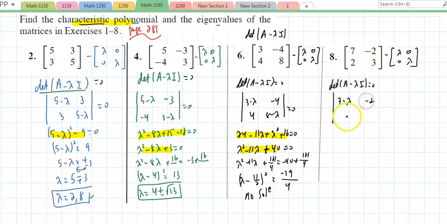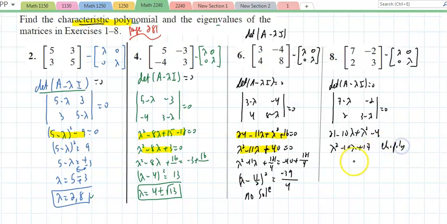7 minus lambda, negative 2, 2, 3 minus lambda. Set that equal to 0. That is 21 minus 10 lambda plus lambda squared plus 4. And that would be lambda squared minus 10 lambda plus 25. That is the characteristic polynomial right there. I'm going to set that equal to 0 and solve. Right? And lambda squared minus 10 lambda.